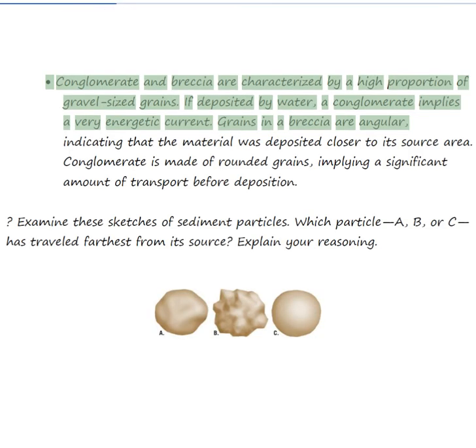Conglomerate and breccia are characterized by a high proportion of gravel-sized grains if deposited by water. A conglomerate implies a very energetic current.